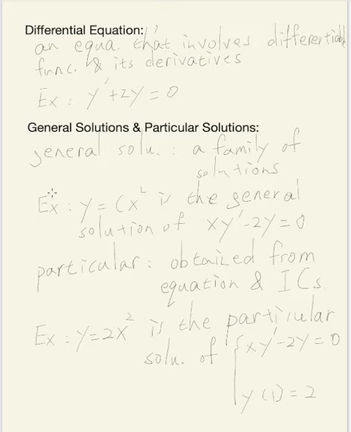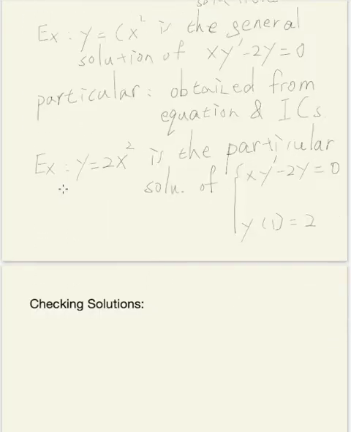Note here, I simply told you y equals cx squared is the general solution of the equation xy prime minus 2y equals 0. But why? It's actually very simple. All you do is plug the solution that you want to check into the equation, and you confirm that the equation holds. So let's see an example here. Check solutions.